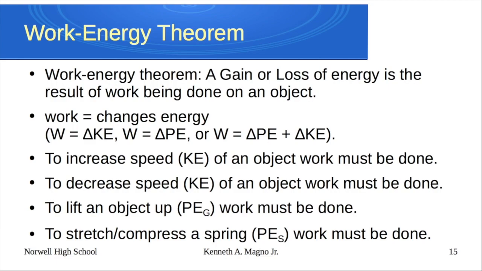So this gets us the idea of the work-energy theorem. We've already talked about the fact that work changes energy. But as a theorem, what it states is that a gain or loss of energy is the result of work being done on an object. Right? So simply put, work will change the energy. The work could change the kinetic energy, so delta KE means change in kinetic energy. The work could change the potential energy, delta PE, or the work could change both, delta PE plus delta KE.